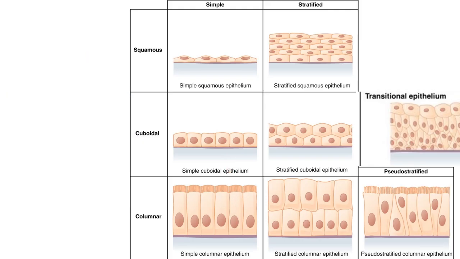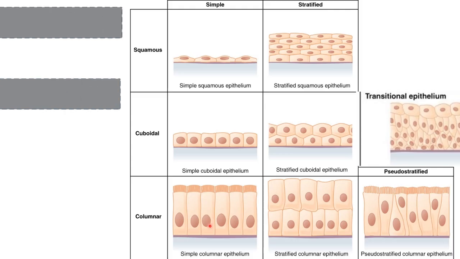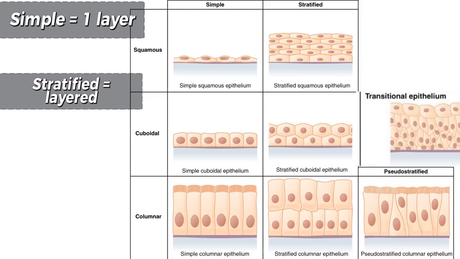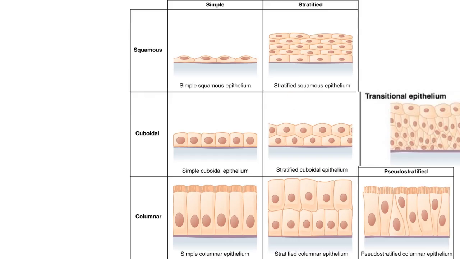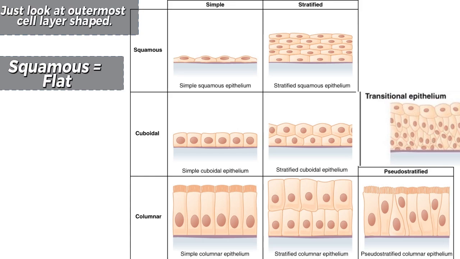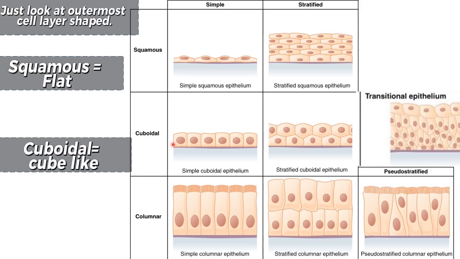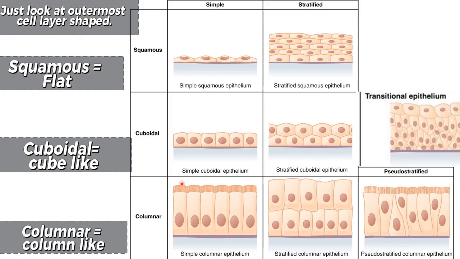So in terms of layers, if you have just one layer, it is simple. If you have more than one layer, we don't say complex, we say it's stratified, right? It's layered. So now, what are my shapes? Well, there's squamous, they're flat, like a pancake. You got cuboidal, they look like a cube. And then columnar, they look like a column.